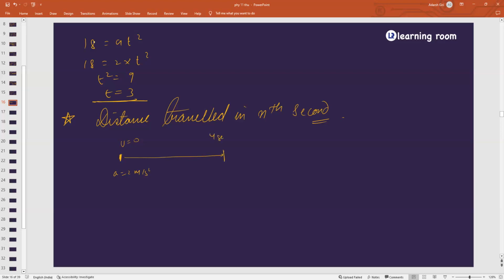4 seconds. After 4 seconds: 0 second, 1 second, 2 second, third second, 4 second. So after 4 seconds, what would be the distance? You will say that S is equal to ut plus half at square. So u is 0, plus half into a is 2, and t is 4 seconds, so 4 square. So it will be 16 into 2 by 2, that is 16 meters. So from 0 to 4 seconds, the body will travel 16 meters. This is what you'll say. Say yes or no.